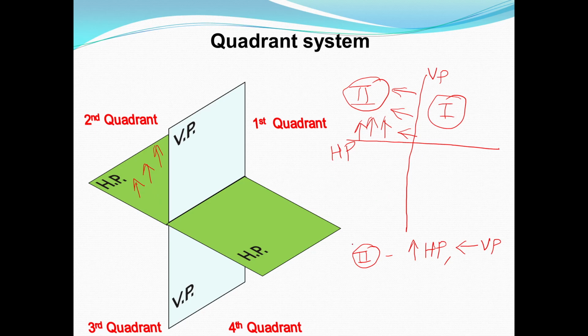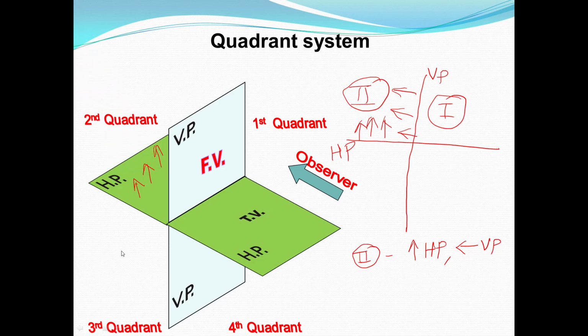What happens in the first quadrant? This is the object for the first quadrant. The observer is here. This object is above the HP, in front of the VP, for the first quadrant. What happens in the second quadrant? In the second quadrant, the object is above the HP, behind the VP. Second quadrant. So now you can tell me the object in the third quadrant.